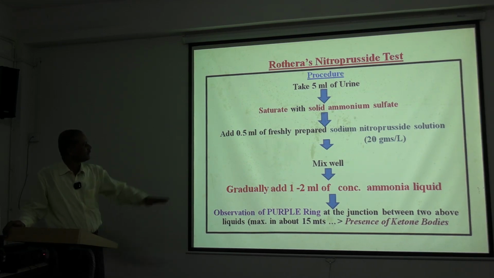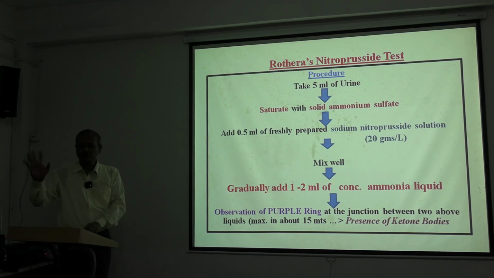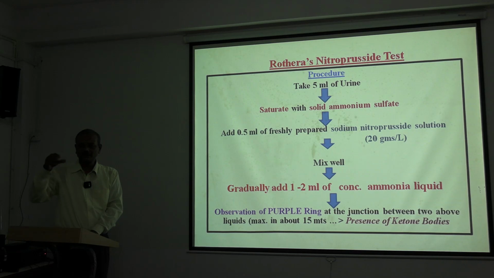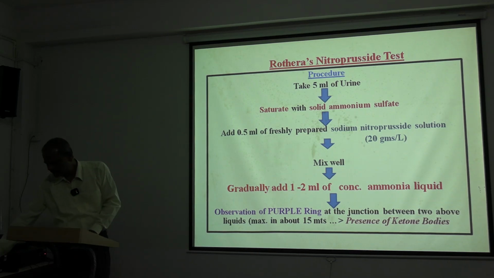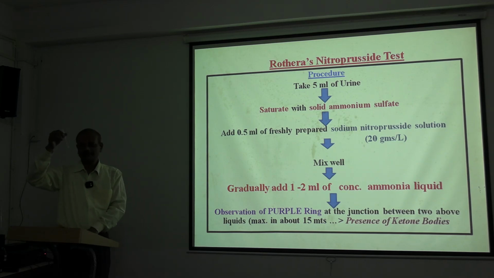Then you add the freshly prepared sodium nitroprusside solution, which will be provided to you. You add 0.5 ml, or you just give 2 drops using a dropper, and then you mix it. Mix the solution like this. So here you will take 5 ml of solution, 2 drops or 0.5 ml of sodium nitroprusside solution, and shake it properly so that it will have a color. So you will see the color, whether it is mixed properly or not.